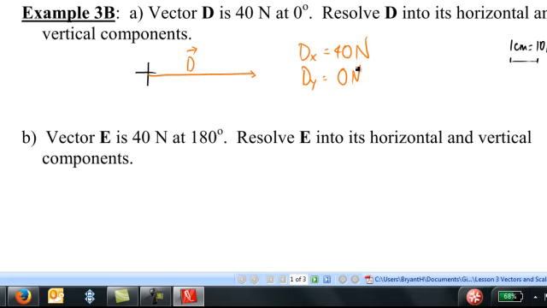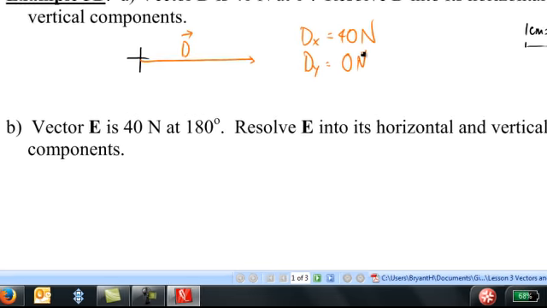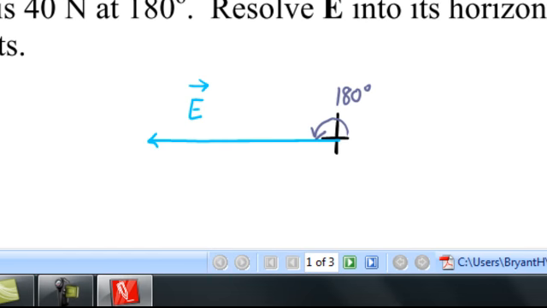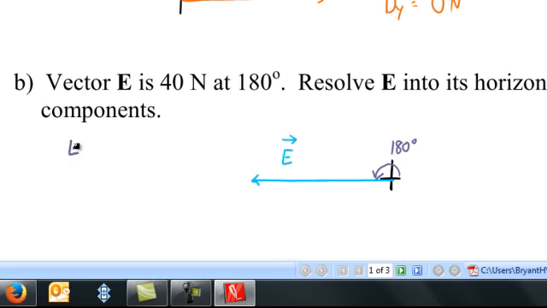Part B, vector E is 40 newtons at 180 degrees. Resolve E into its horizontal and vertical components. We play the same game. I choose a scale. Again, I'll use 1 centimeter is equal to 10 newtons. I'll put a coordinate system. I'll sketch my vector. In this case, vector E points along the negative x-axis. So I would say that Ex, the x component, is equal to negative 40 newtons because it's in the negative x direction. Ey is equal to 0 newtons again.